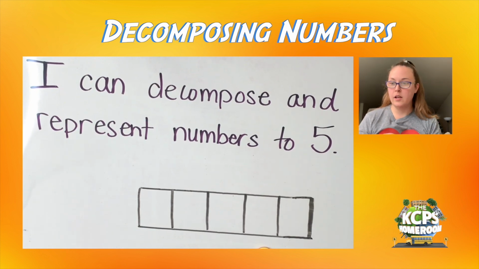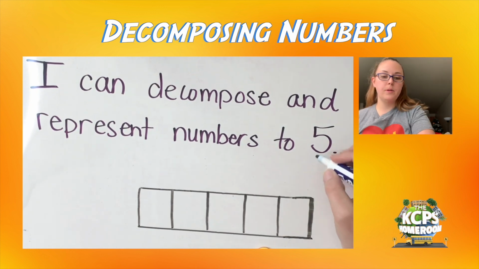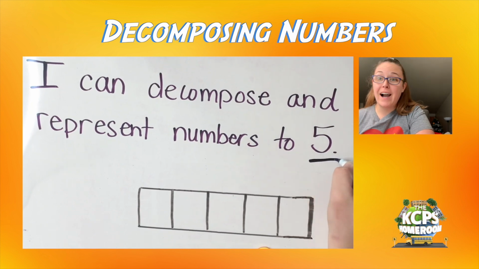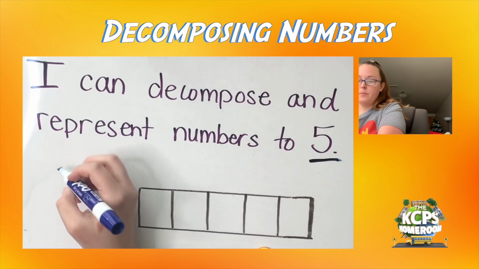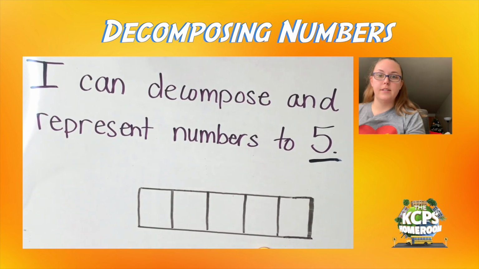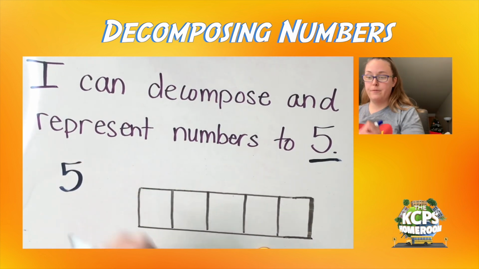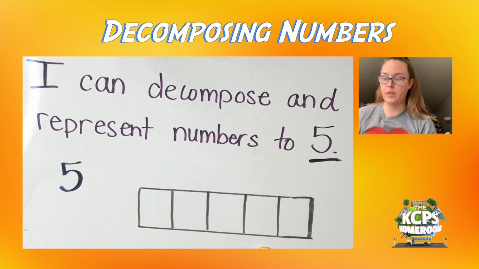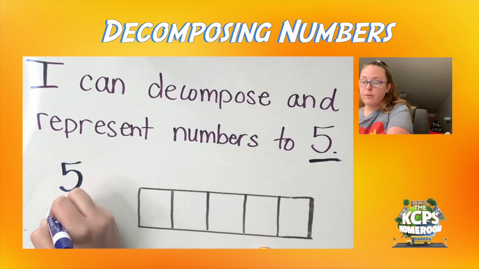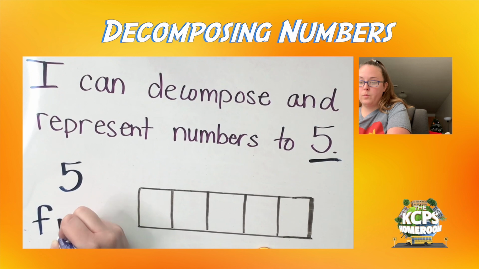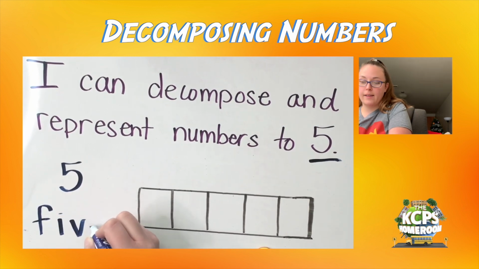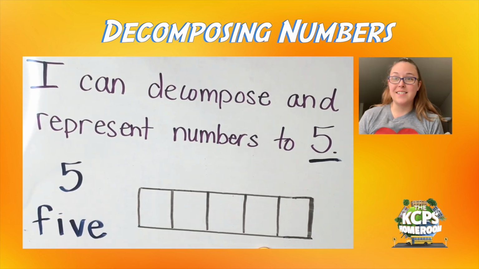All right. So today I told you that we're going to be working with the number 5. Okay? The number 5 is represented in a couple different ways. This is called standard form, just the numeral, the number 5. And we write 5 like this, F-I-V-E. That is the number 5.